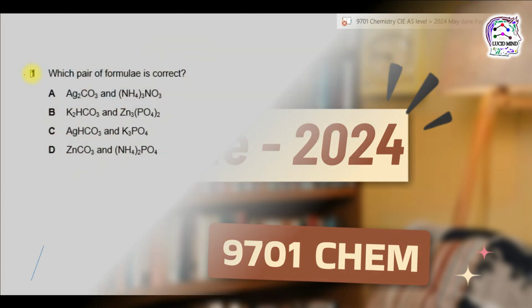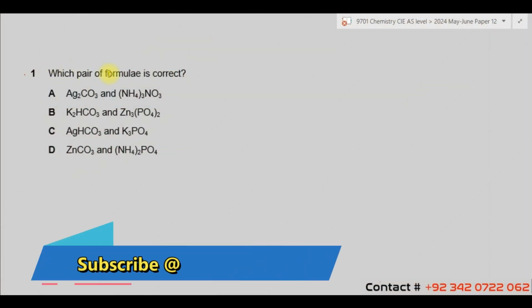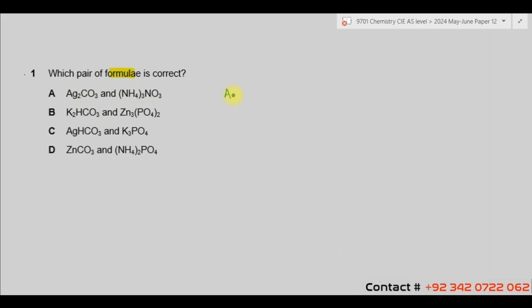Let's start. Question 1. Which pair of formula is correct? We have Ag2CO3, which is silver carbonate. For the formulas, let's look into the charges. So Ag is positive, carbonate is 2 negative. So it becomes Ag2CO3. This is correct.